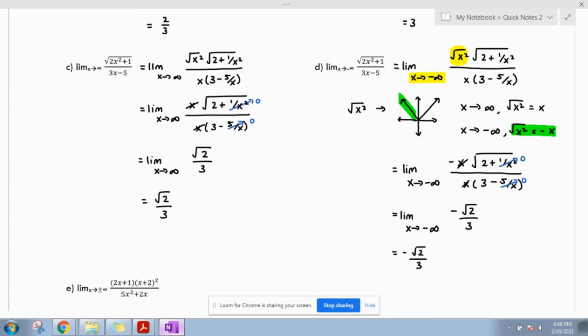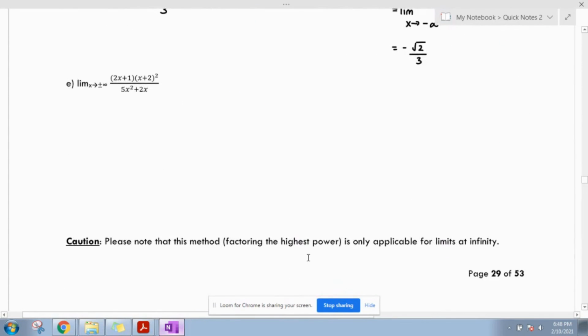All right, on to our last example, which is example E. So let's take a look at that. For example E, this one doesn't have any radicals, so we don't have to worry about what we were doing in examples A to D. It does ask, what's the limit as x approaches plus or minus infinity of 2x plus 1 times x plus 2, all squared, all over 5x squared plus 2x.